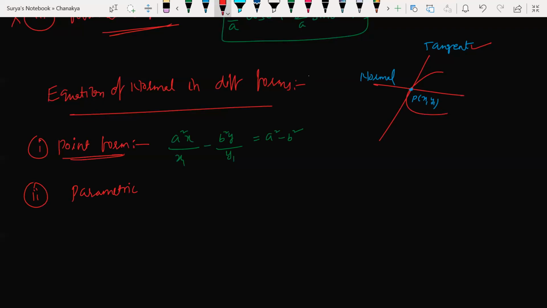Next, parametric form. Guys, how can you find out? Still you can derive this. The way I told you, a similar way works for everything. In a similar way you can find out all the forms. Parametric form. First let me tell you slope form, then we'll go for parametric form.